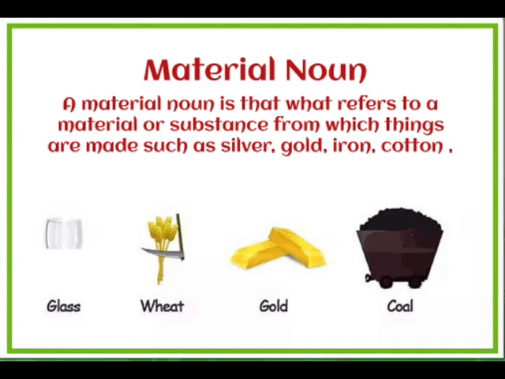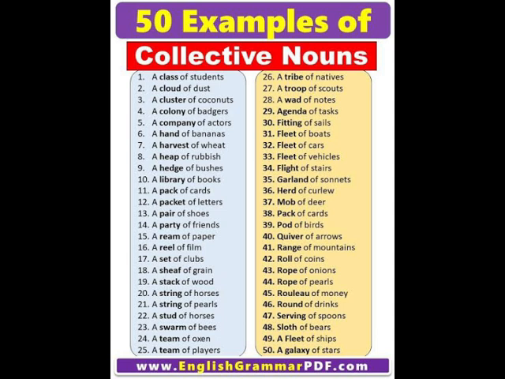So the other type of a concrete noun is material noun. So a material noun is one that refers to a material or a substance from which things are made, such as silver, gold, iron, and cotton. These are some of the examples for material nouns. And last but not least is a collective noun.